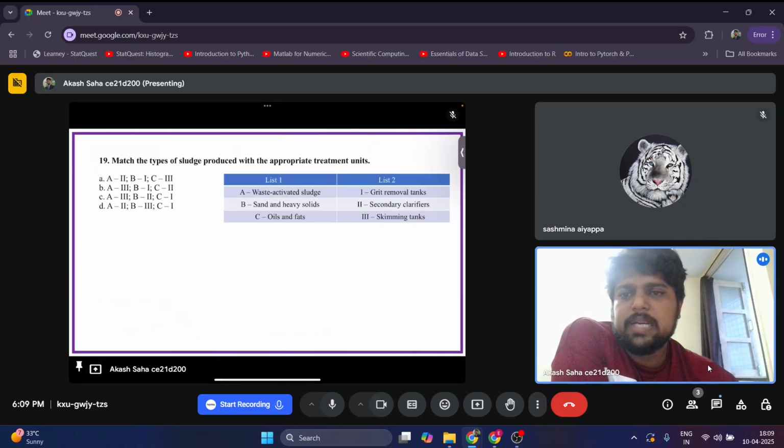Next question, match the type of sludge produced with the appropriate treatment units. So we have waste activated sludge, sand and heavy solids, oils and fats, and we have three different tanks: grit removal tank, secondary clarifier, and the skimming tanks. So you have to match them accordingly. So just think about it.